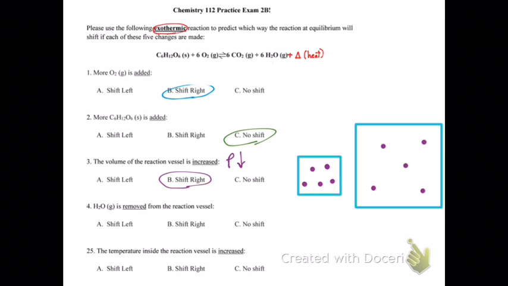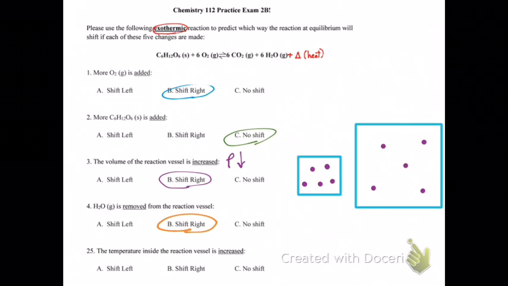The next one says we're removing H2O gas. So if we're getting rid of products, we were at the ideal product-to-reactant ratio. Suddenly we don't have enough products. The reaction is going to need to shift to the right in order to make up for us losing the products there. So once again, we're going to have another shift to the right.